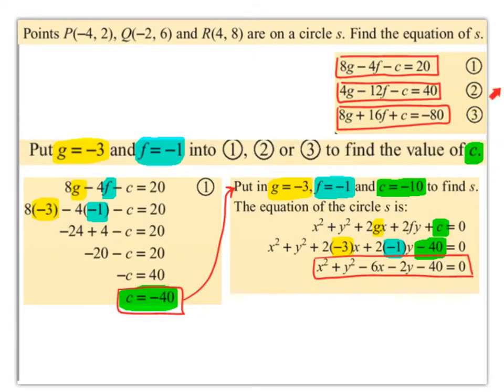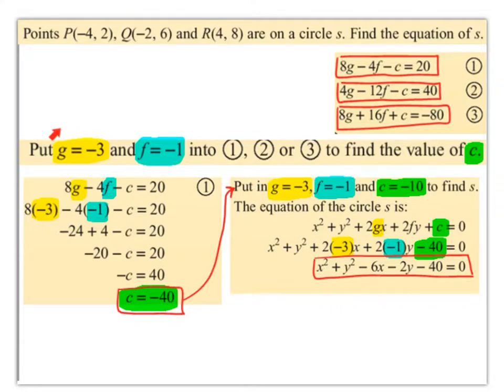So remember, these were our three original equations, equation 1, equation 2, and equation 3, all in terms of g, f, and c. So we put g is equal to minus 3 and f is equal to minus 1 into 1, 2, or 3 to find the value of c. So let's go with equation 1. We have 8g minus 4f minus c is equal to 20. Swap the g for a set of brackets, put minus 3 in. Swap the f for a set of brackets, put minus 1 in. So multiplying out the brackets and simplifying, we end up with c is equal to minus 40.